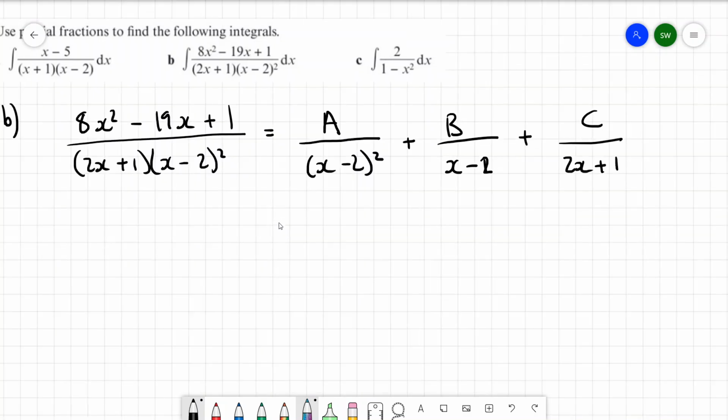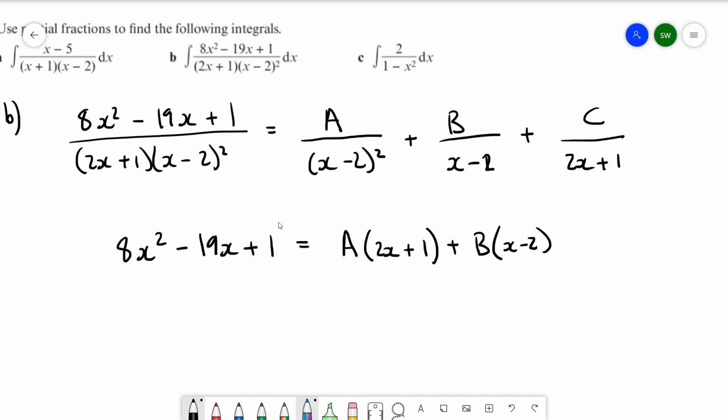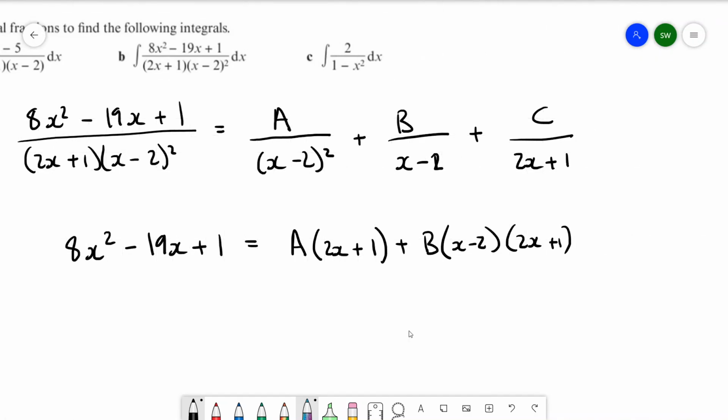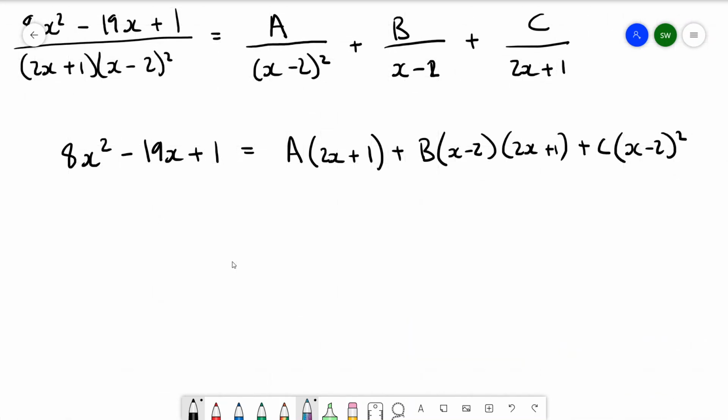So we can times through by the denominator, so we know that 8x squared minus 19x plus 1 is equal to a times 2x plus 1, and then plus b times x minus 2, 2x plus 1, and then plus c times x minus 2 squared. So again, you can use substitution or comparing coefficients, it doesn't matter. I'm going to use substitution again.